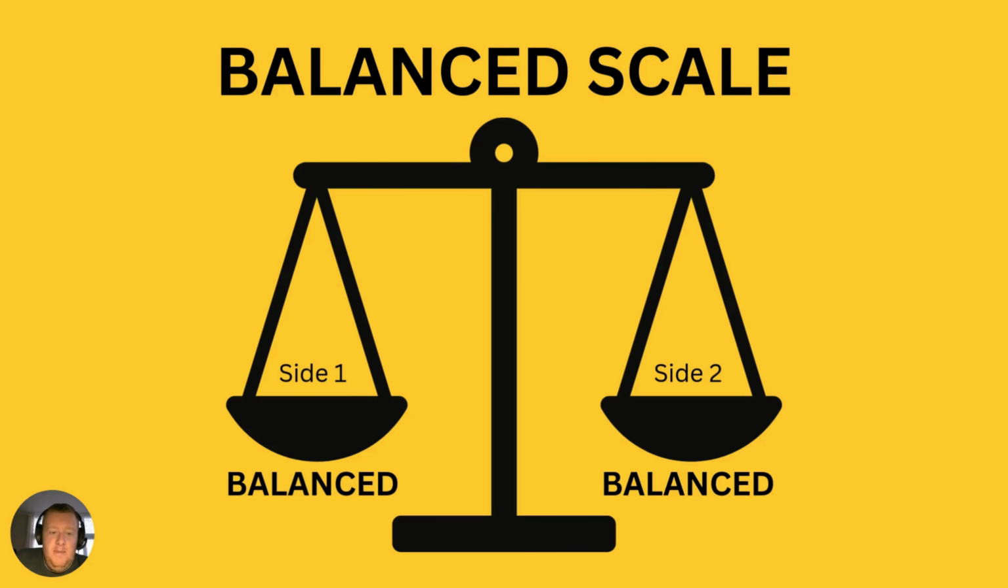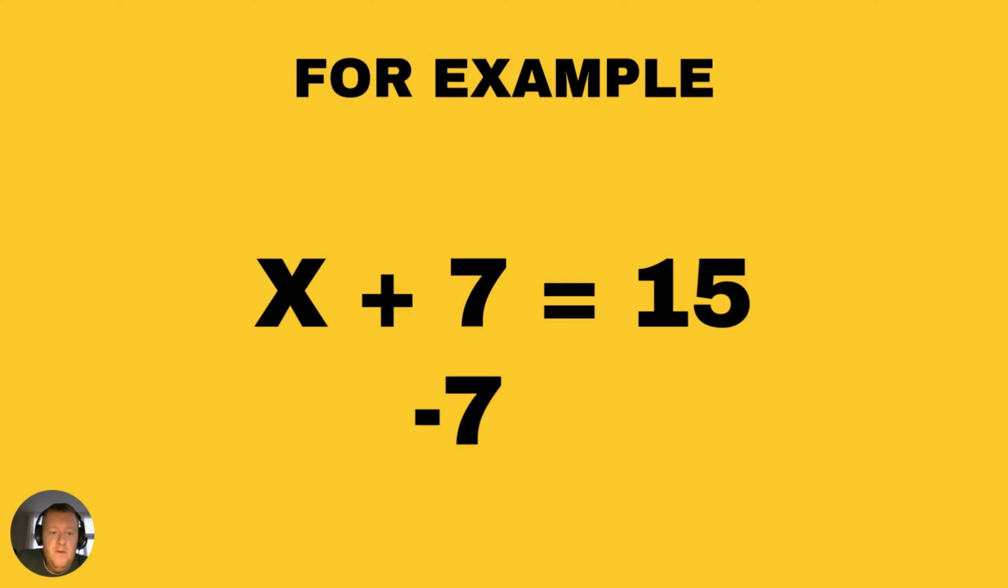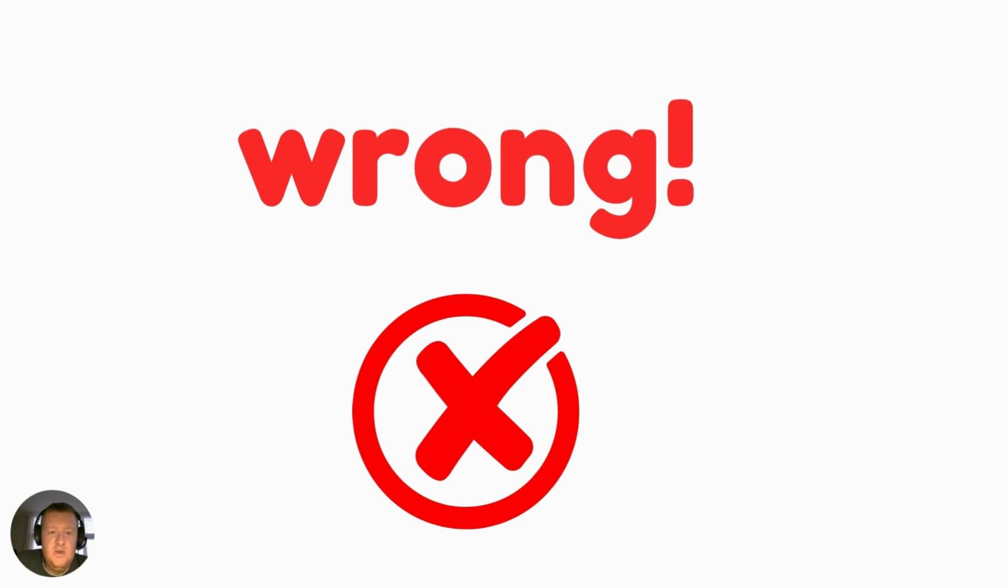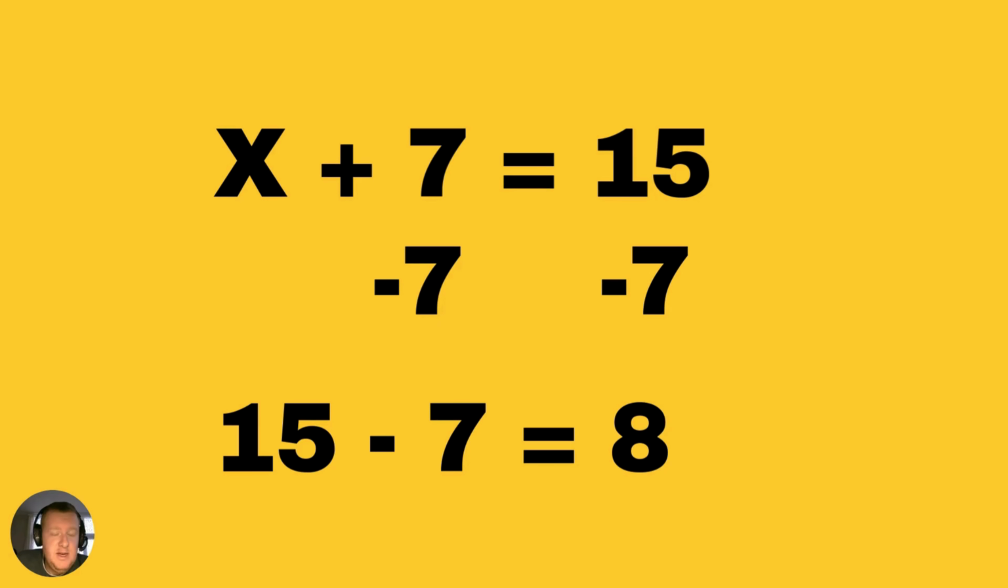But what do I mean by that? Well, for example, in this problem, we have x plus 7 equals 15. If we just take 7 out, this will leave x by itself, and therefore it will be just x and 15, and this is not going to solve the equation. That's wrong. So how do we do it properly? We do it like this.